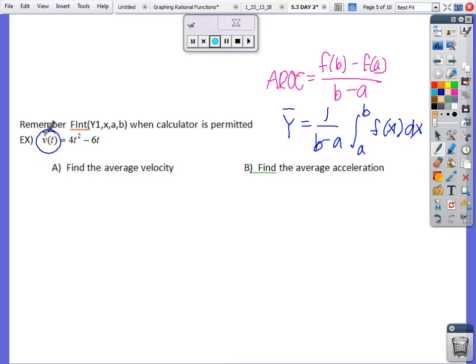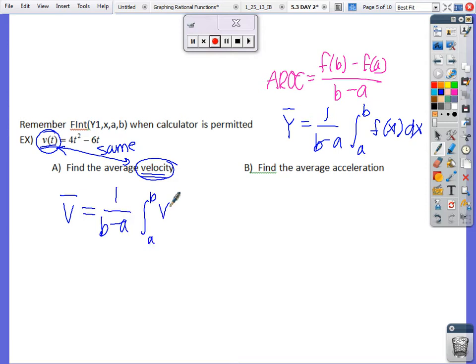You're going to look at the original function that you have, and you're going to look at whose average you're finding. If they are exactly the same, so I'm given velocity, I want average velocity, that means you use the average value formula. The word value means y value. If you're given the word velocity, it means the y value of the graph will be what you're looking for. And so for an average velocity, given that you have velocity because they're the same exact function, the formula I'm going to use, that's the symbol for average, will be 1 over b minus a, going from a to b of the velocity.